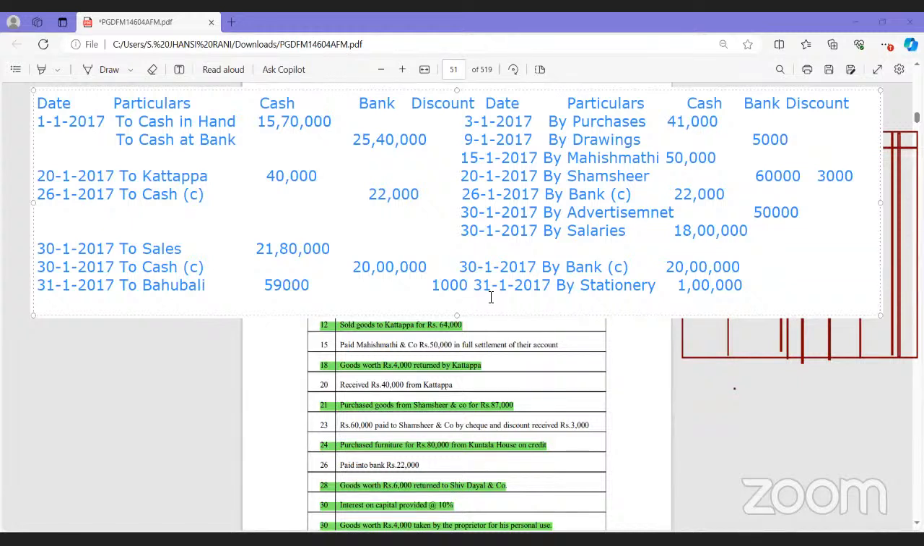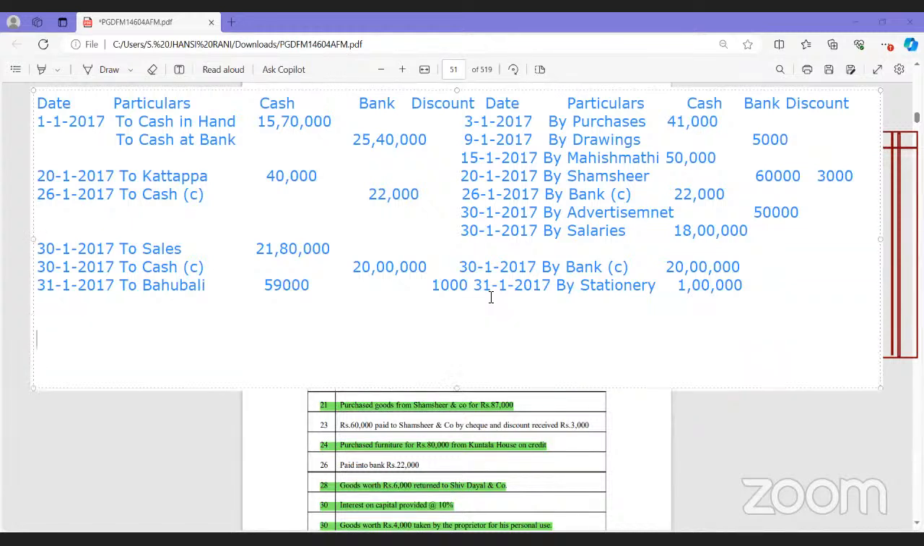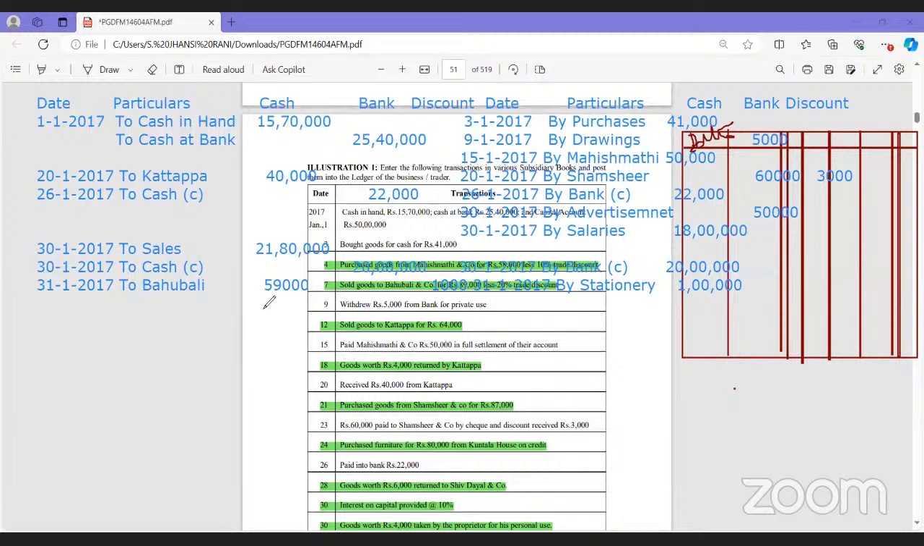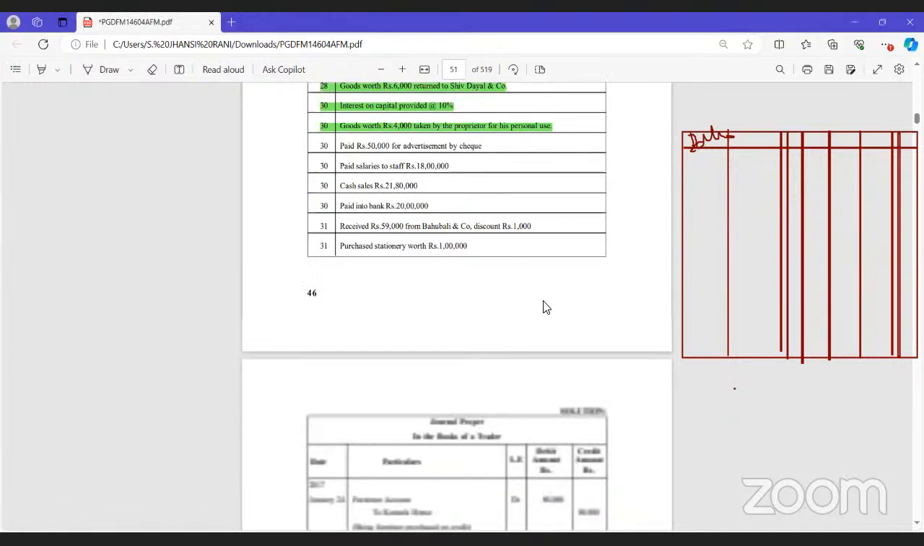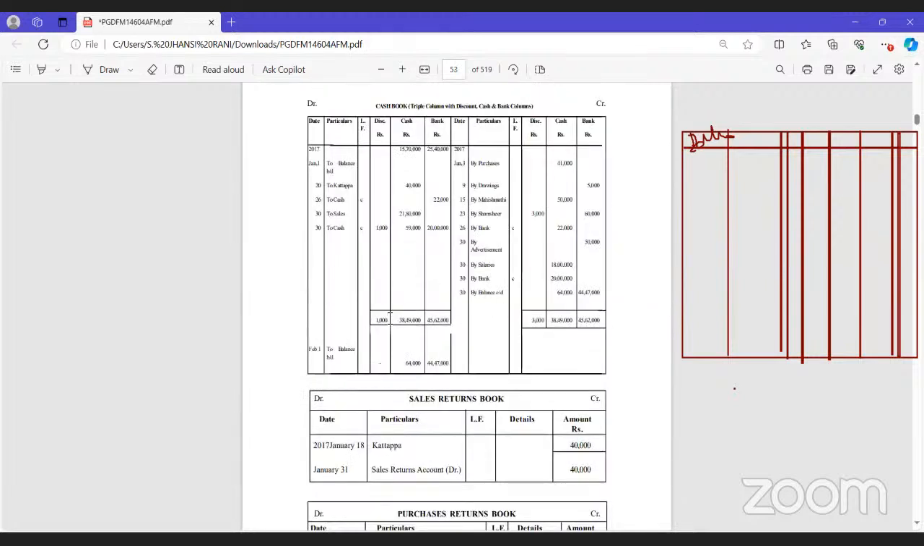Now we will balance it. Whenever we are balancing, we have to draw a line like this over here. We have to draw a line like this. Okay, so we will balance it. Then we will get the difference. See, this is how we total up, and the difference we write.